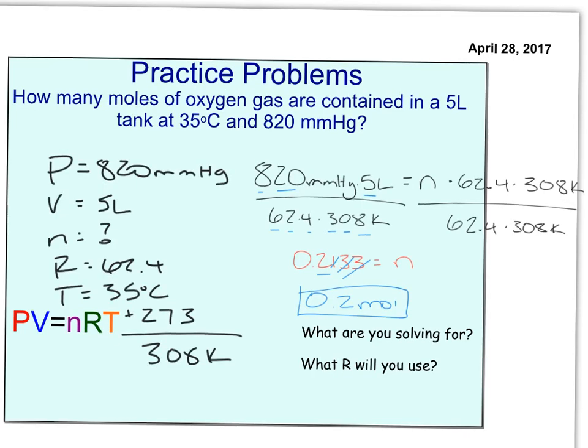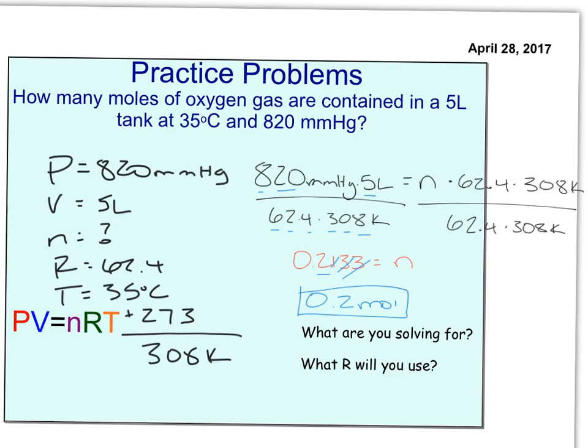Okay, there you go. My final answer was 0.2 moles. A couple of tricky things to be careful with. The temperature was in degrees Celsius, remember, and we can't use degrees Celsius for the ideal gas law. It has to be in Kelvin. So you should have added 273 to get 308 Kelvin.